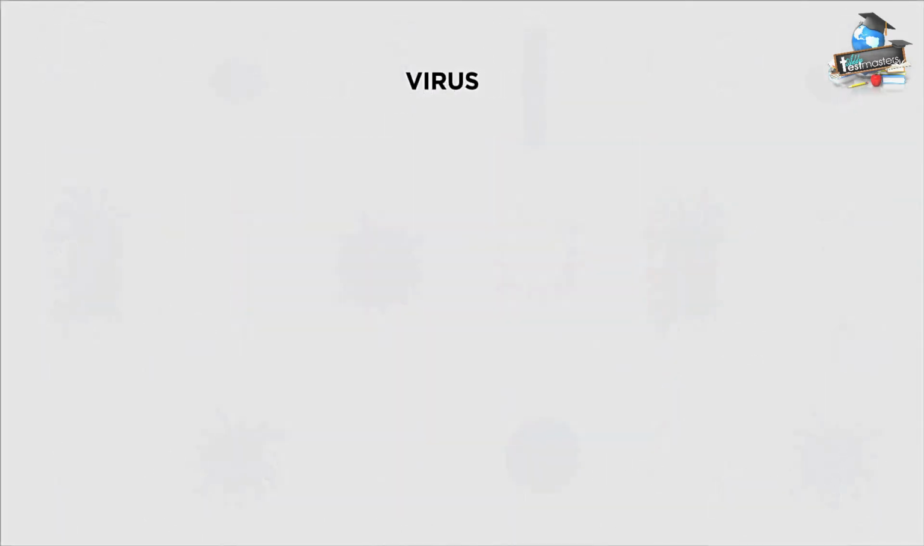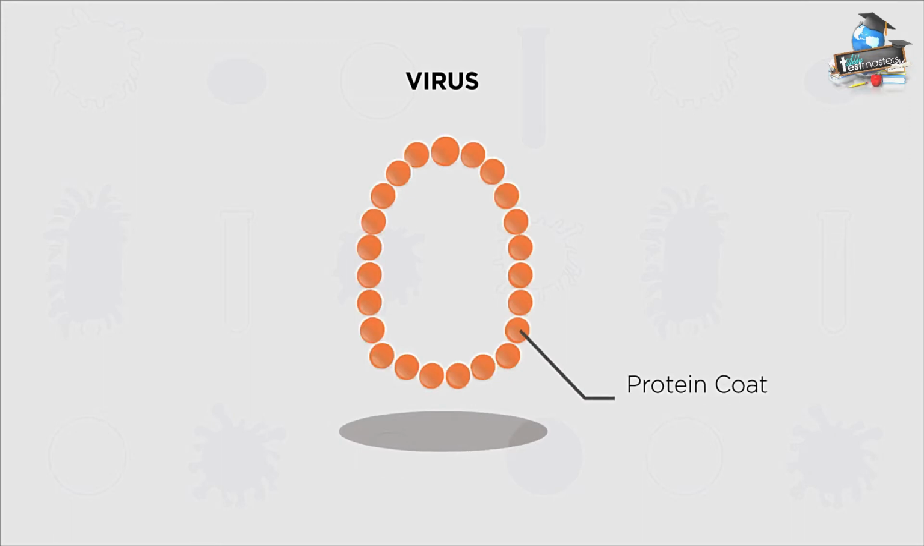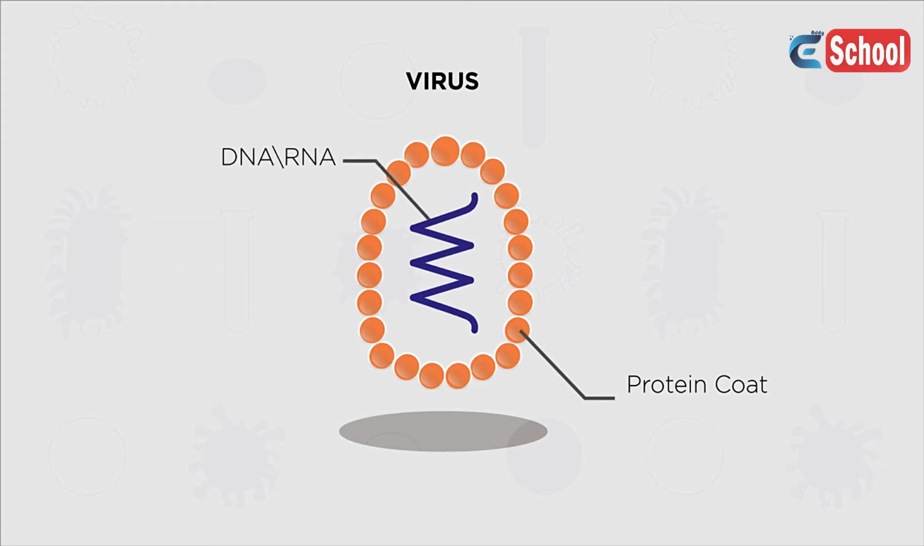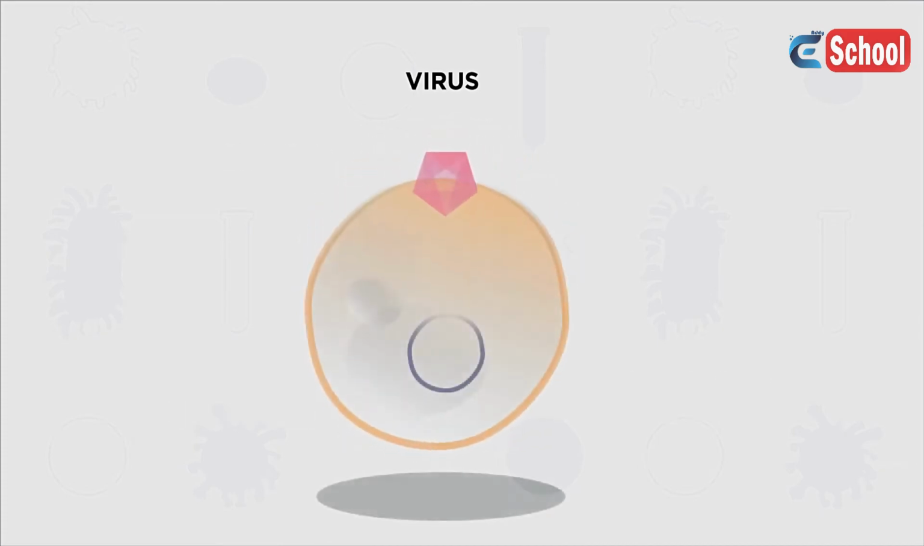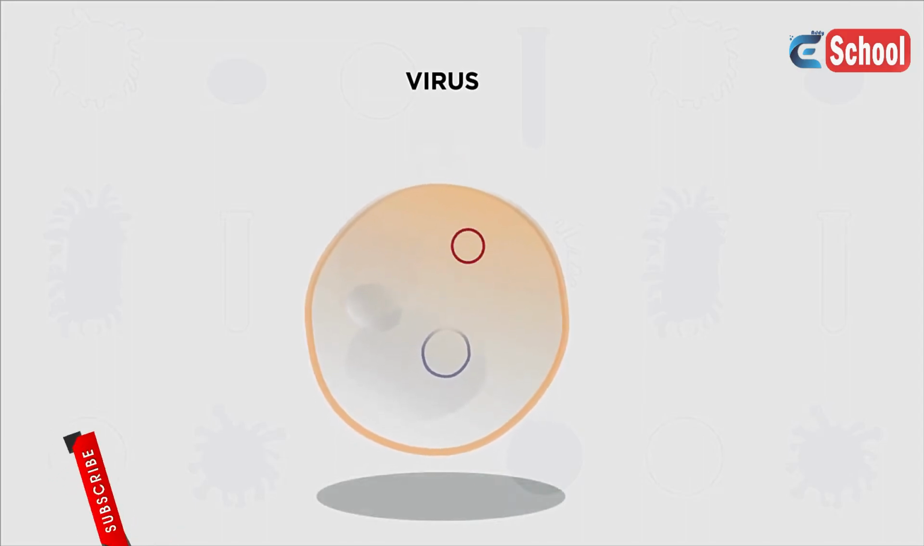Viruses are very simple microorganisms that are only made up of a protein coat surrounding a strand of genetic material. The genetic material can either be DNA or RNA. Sometimes they also have an envelope, which is taken from the host cell's membrane. All viruses need to hijack a host cell to reproduce.